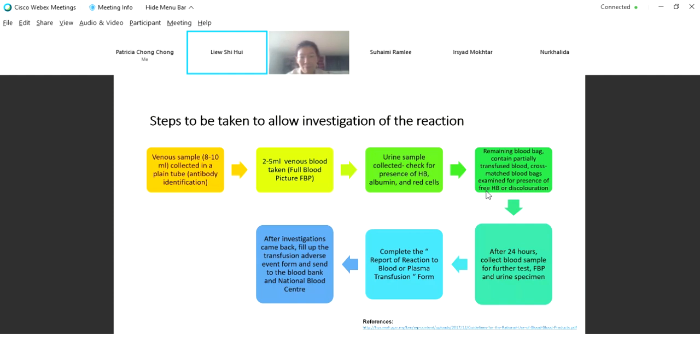And then after that, I will send it to the lab straight away to check for any presence of hemoglobin, albumin, and also the presence of red cells. And then the remaining blood bag, which contains the partially transfused blood, and all the blood bags that have been cross-matched for the same patient at the same time of request should be examined for any presence of free hemoglobin or any discoloration. And then after 24 hours, I will collect the blood sample again for further testing, send for full blood count and also the urine specimen to check for any presence of hemoglobinuria. And then after that, I will complete.